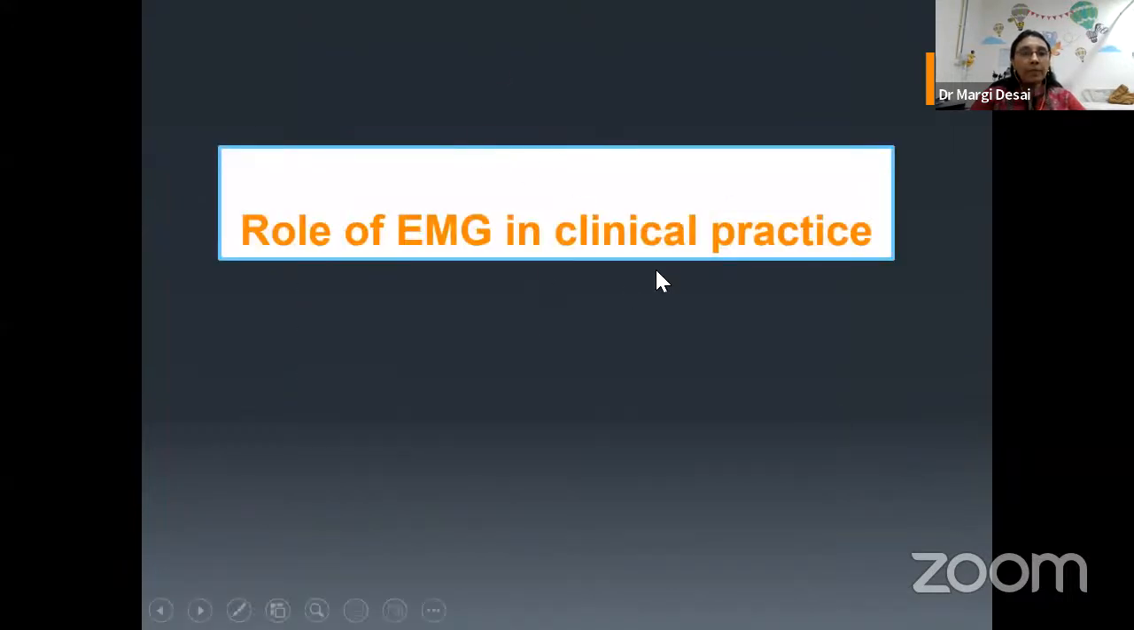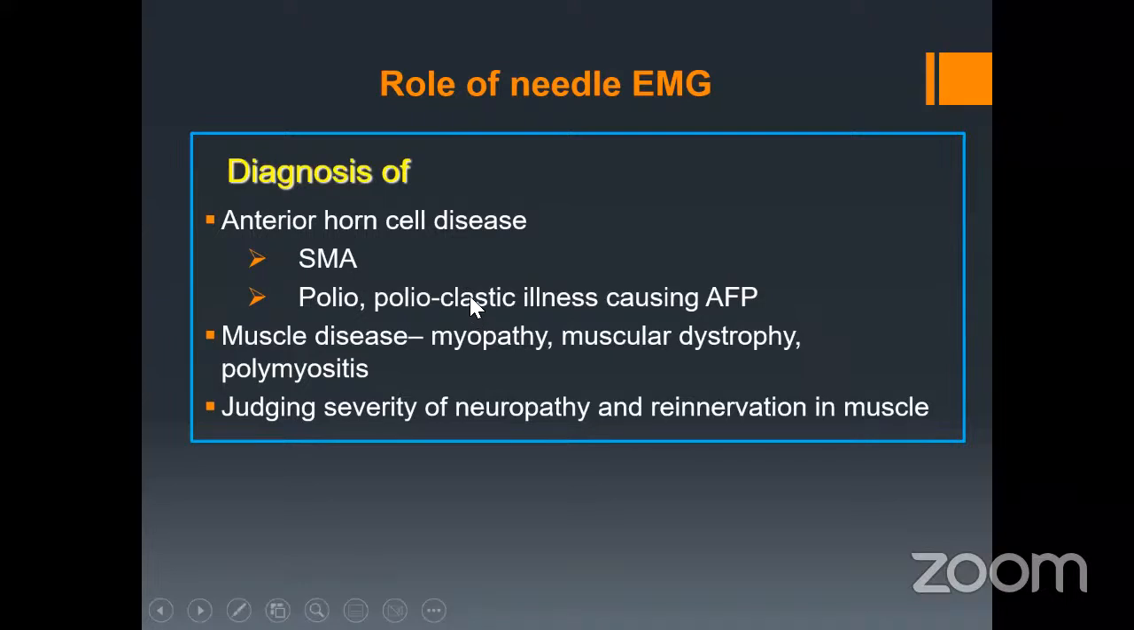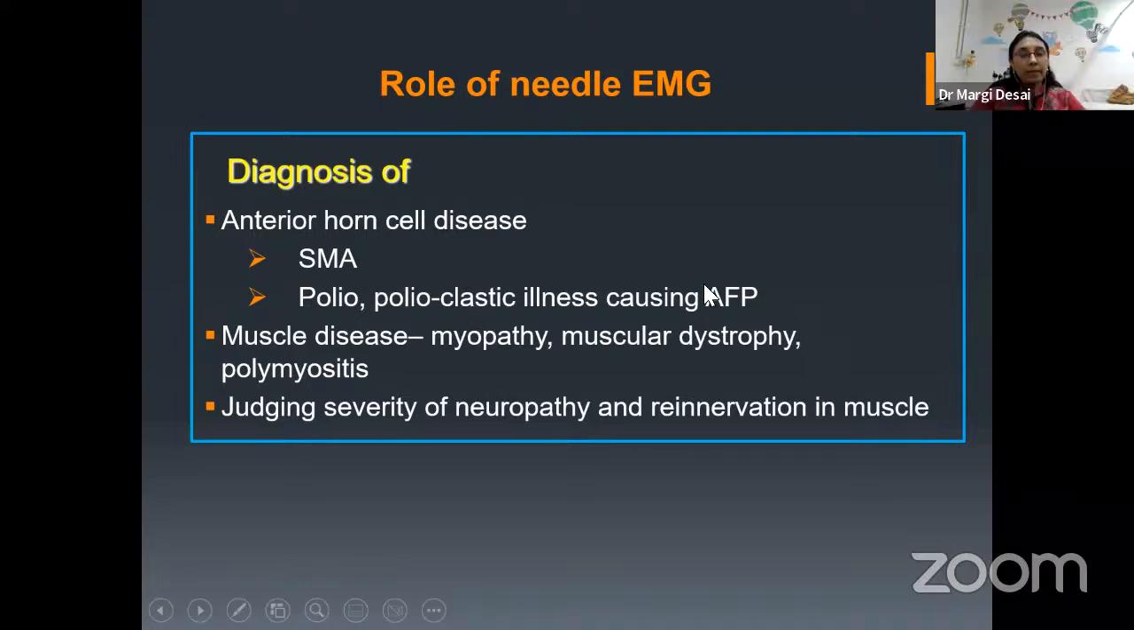So what is the role of EMG in clinical practice? EMG helps in the diagnosis of anterior horn cell disorders in children such as SMA, spinal muscular atrophy, and another anterior horn cell disease, which is polio. Nowadays, we have a lot of viral diseases which mimic polio and cause acute flaccid paraparesis. EMG will show abnormality.